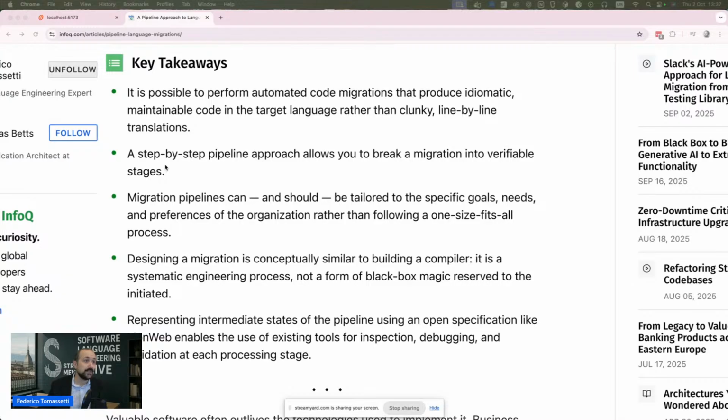The second point is that a step-by-step pipeline approach permits us to break what is a very complex problem into a series of much smaller problems, and it lets us inspect these intermediate steps. If you want, it's the contrary of what LLMs do. LLMs, like neural networks and other systems, are black boxes. You throw some stuff in, you get some stuff out, you don't know why, and it creates a similar effect to the one you had with the cargo cult.